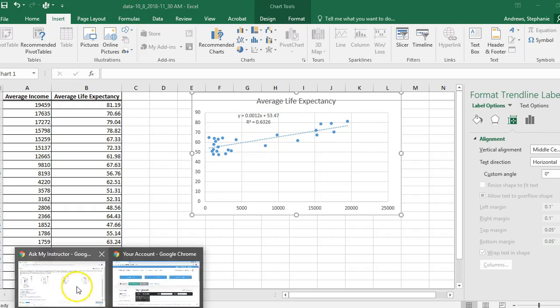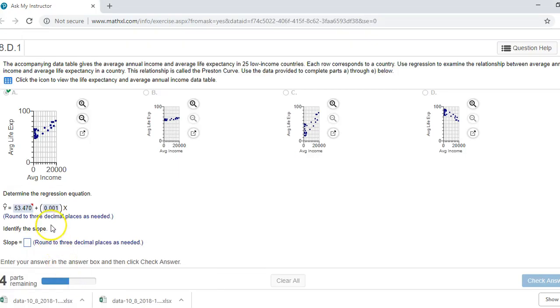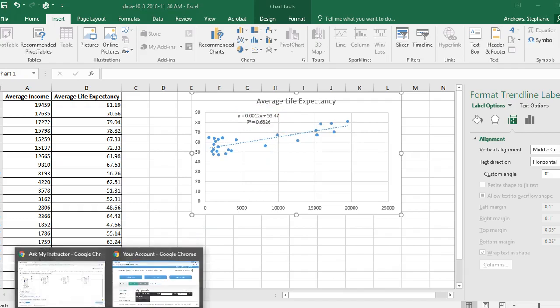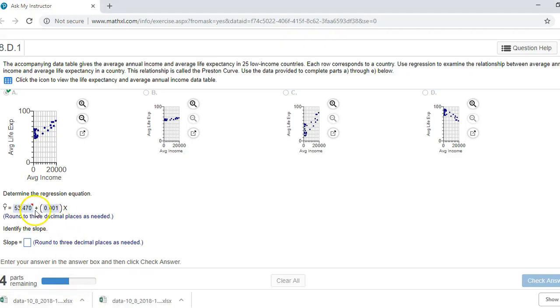So when I go back to the question itself, it says determine the regression equation and identify the slope. So there's the equation. Let me go back to the Excel. It has it written in a different order. You can write it mx plus b or b plus mx, and that's how they wrote it. So again, this is y equals mx plus b, and on the answer choices it's y equals b plus mx. And it says to round to 3 decimal places.